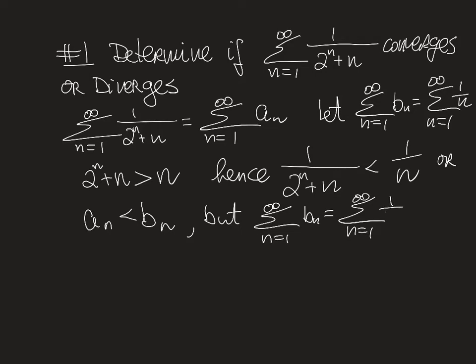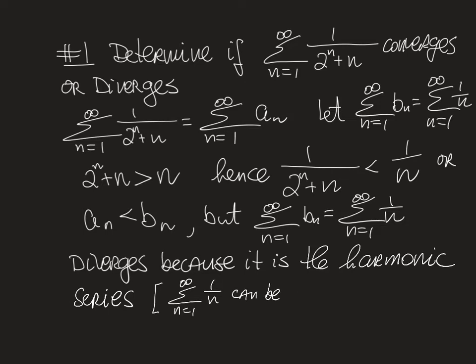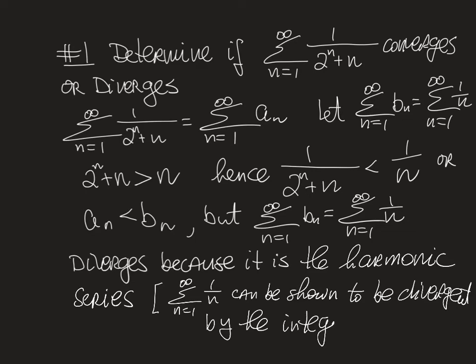And we know that the b sub n series, 1 over n, diverges because it's a famous series, the harmonic series. So we can use the p-series test or the integral test. There are several other ways to show that the harmonic series diverges. So all you need to do is say, I recognize this series, it diverges, and then give a brief reason why, and that would be sufficient. So here we can say that the series n equals 1 to infinity of 1 over n can be shown to diverge by the integral test with f of x equal to 1 over x.